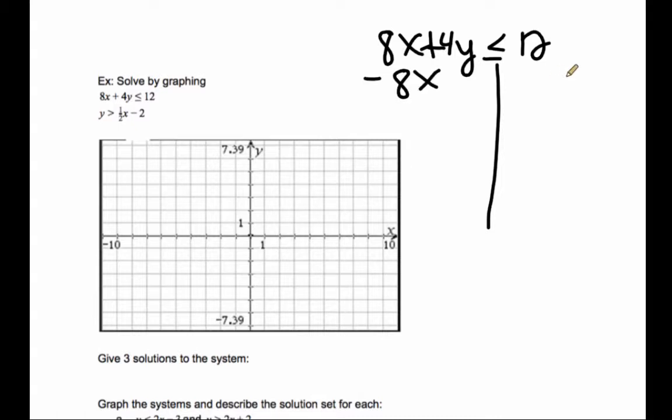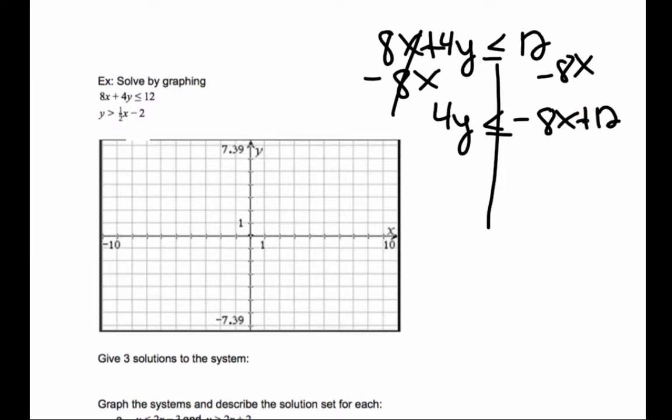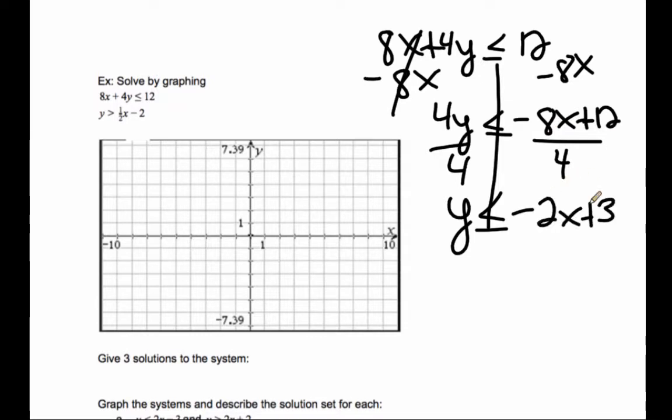So minus 8x, minus 8x. So now 4y is less than or equal to, make sure you bring down the right sign, negative 8x plus 12. Okay? So I just put this in front. No big deal. The 12 is positive, so it stays positive. Divide by 4. I have to divide both of these terms by 4. So y is less than or equal to, because I did not divide by a negative, negative 8 over 4 is negative 2x, and 12 over 4 is 3. Okay, so that's the first inequality, and then the second inequality is y is greater than 1/2 x minus 2.